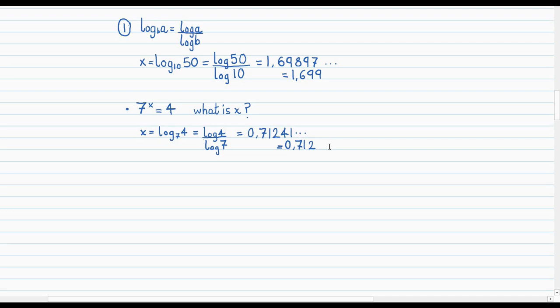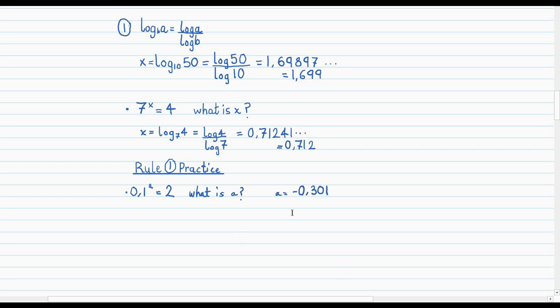Now here are some questions for extra practice. I'll write the question, then you should pause and try to work on it, then I'll write the answer. For the first question, we have 0.1 to the power of a is equal to 2. So what is a? Pause and try it out. And a is negative 0.301.